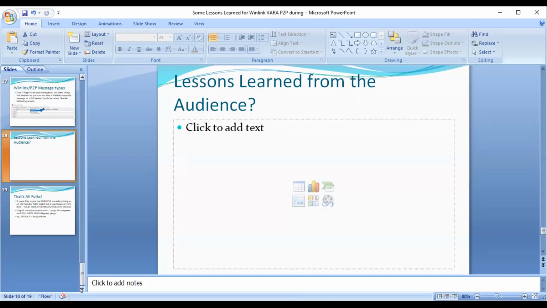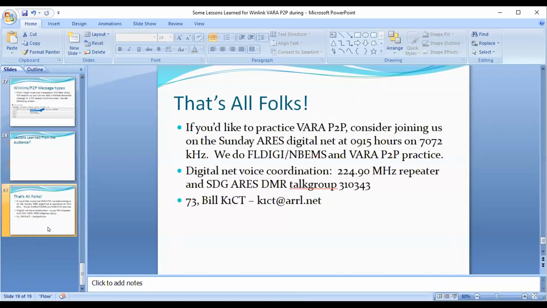But that's some thoughts there. But Steve brought up something about understanding how it all works, and practice and training are all part of that. And one of the ways for practicing that is every Sunday we have a digital net. We do FLDigi primarily, but we also do VARA peer-to-peer, and you're welcome to join us there on 7072 kilohertz, about 0915. And we have voice coordination on the 224.9 repeater and the ARRL DMR talk group 310343.